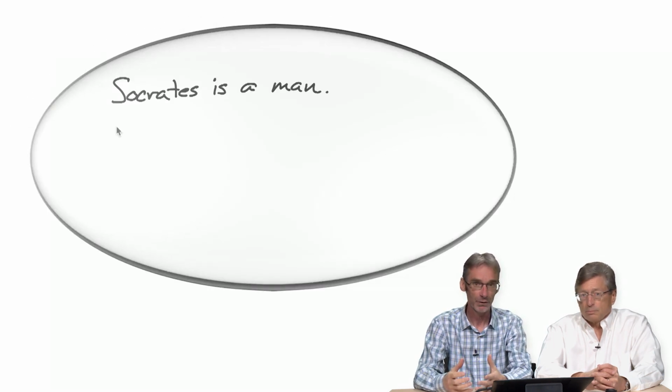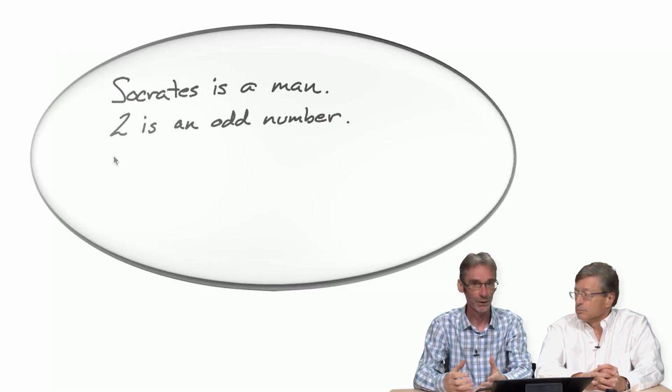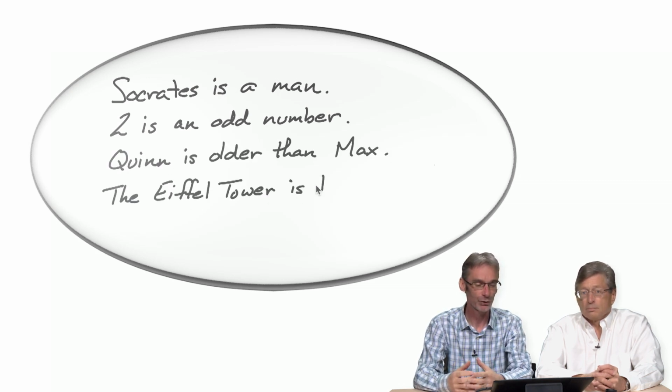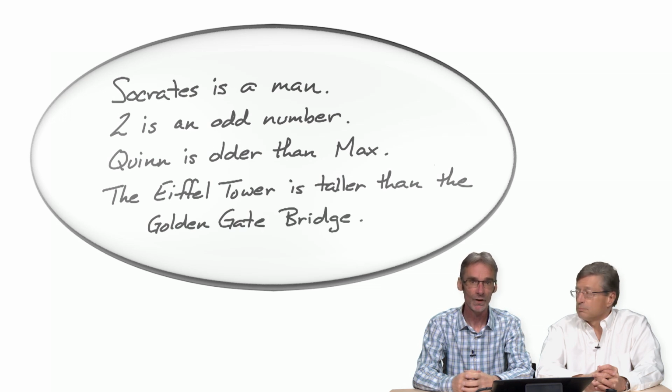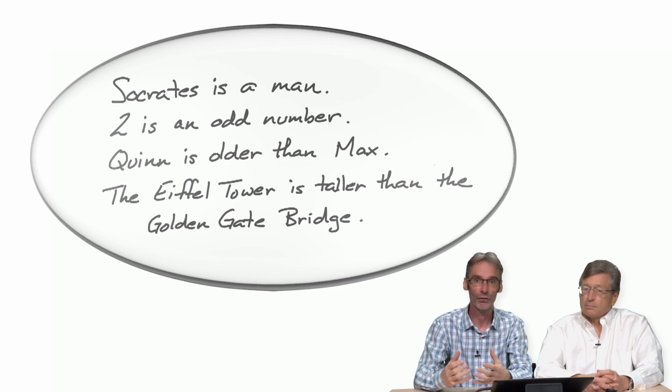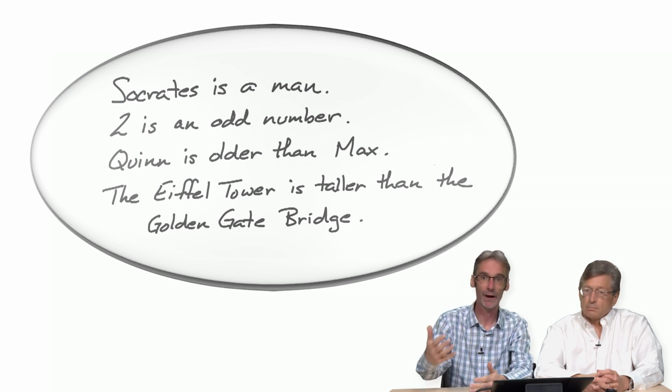That is, it's the smallest unit that can be said to be either true or false. Here are some example English sentences, which we will aim to express using atomic sentences in FOL. Socrates is a man. 2 is an odd number. Quinn is older than Max. And the Eiffel Tower is taller than the Golden Gate Bridge. Now, just like real atoms, atomic sentences have component parts. In particular, we want you to notice that these sentences all involve names, which are used in English to pick out objects in the world.